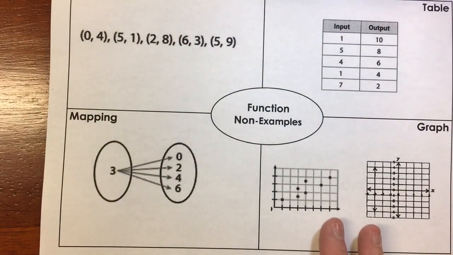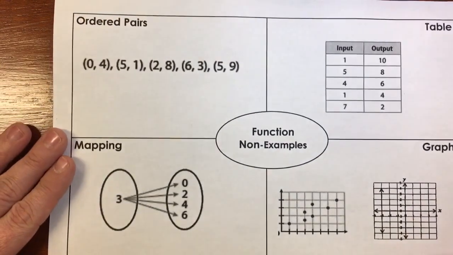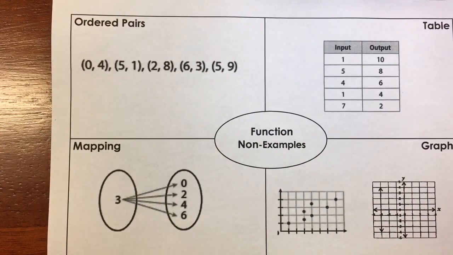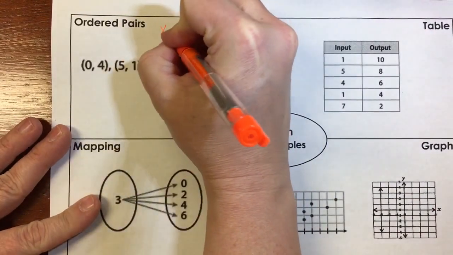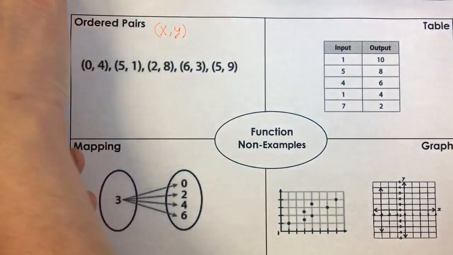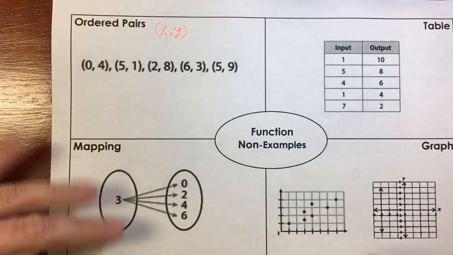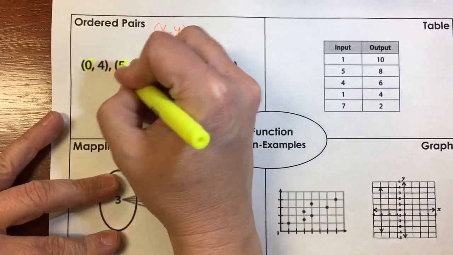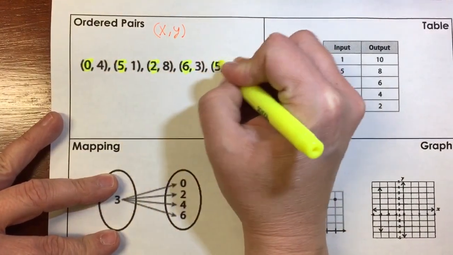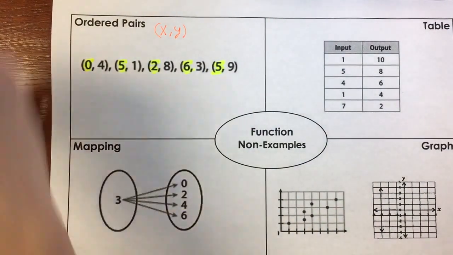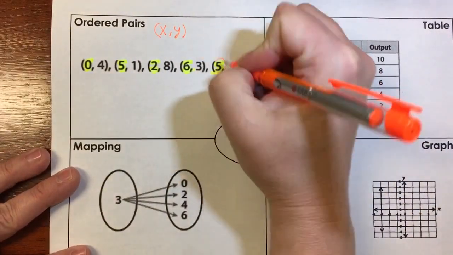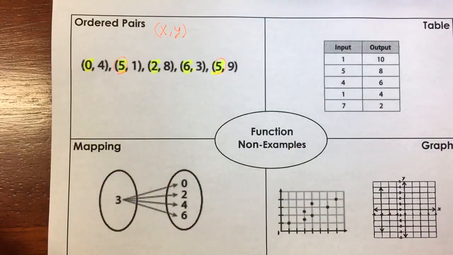Now we're going to look at some non-examples. Okay, these are not functions. And it's still all about that x. So on ordered pairs, it goes x and then y. So I'm looking at my first number, and I'm looking to see if any of these x's repeat. Uh-oh, I have 2 5s. So since I have 2 5s, this is not a function.